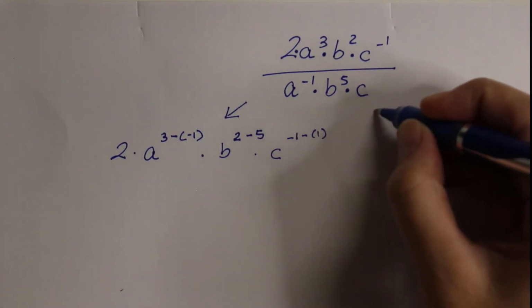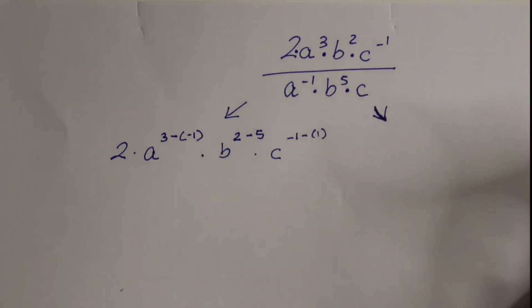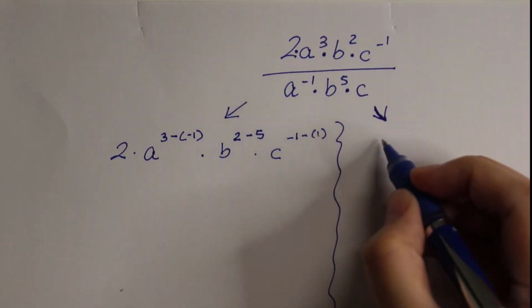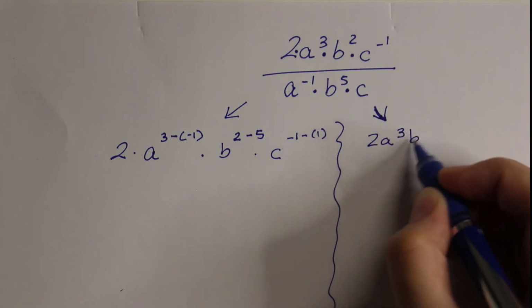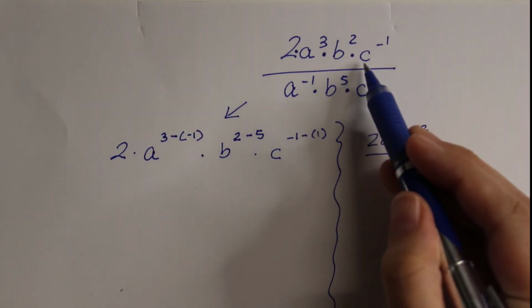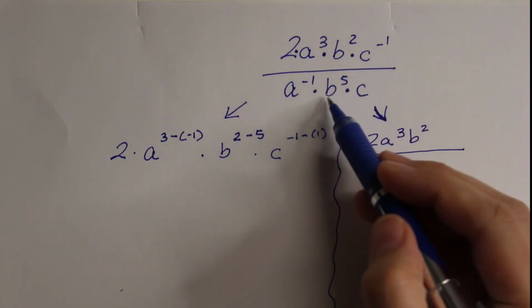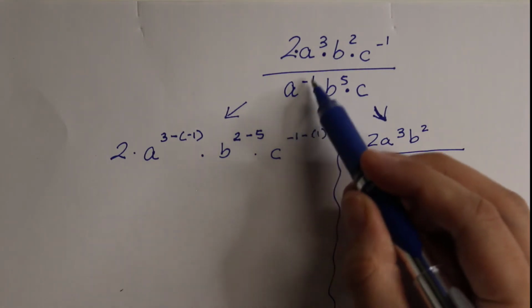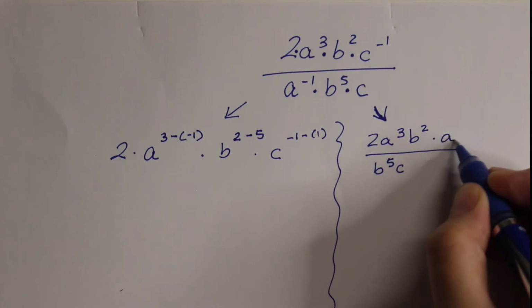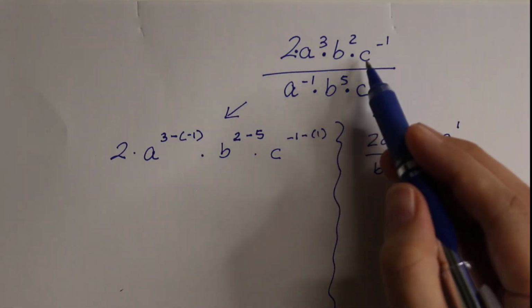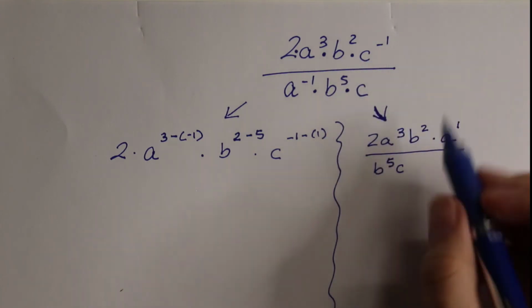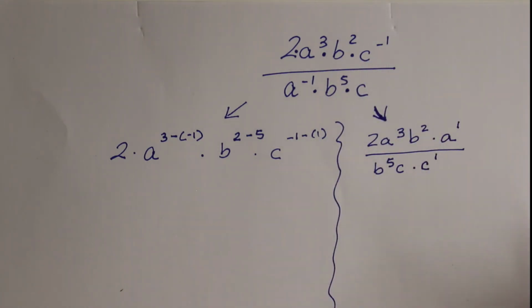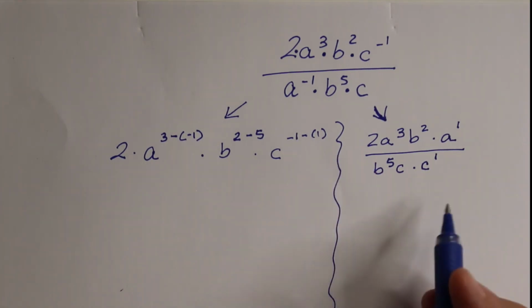The other option is to move anything with a negative exponent first. So I could say that this is 2a cubed b squared on top, not addressing the c just yet because it has a negative exponent, b to the 5th times c on bottom, and then the a, because it has a negative exponent, is going to move up, and the negative sign comes off. And then coming back to the c on top, it is going to move down, and that negative sign comes off the exponent. Either way here, we are going to get the same answer. So I'll work them both out, and then whichever one makes more sense to you is the one that I would say you should stick with.